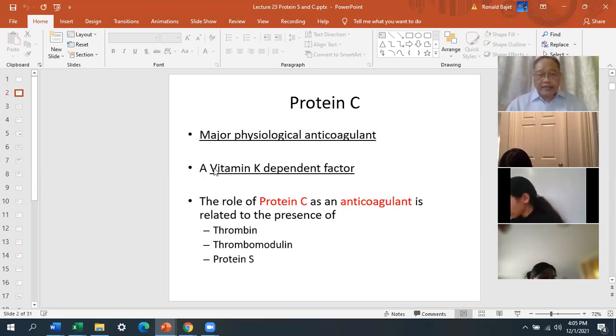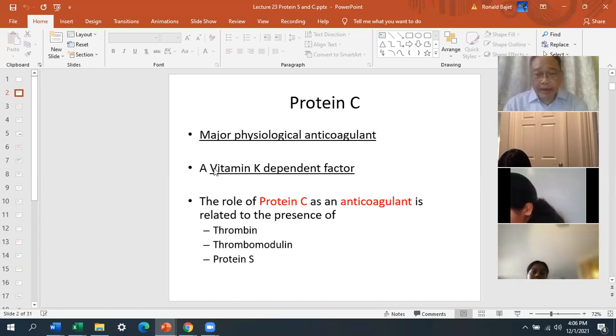Okay, so to start off, we're going to go over protein S and protein C. Starting with protein C, it's a major physiological anticoagulant. If you think about anticoagulant, remember the coagulation cascade. If something's missing in that cascade, you won't get a clot. Therefore, it's an anticoagulant. So something has to be missing to prevent it from forming a clot, and that's protein C, or activated protein C. We'll find out what that is.